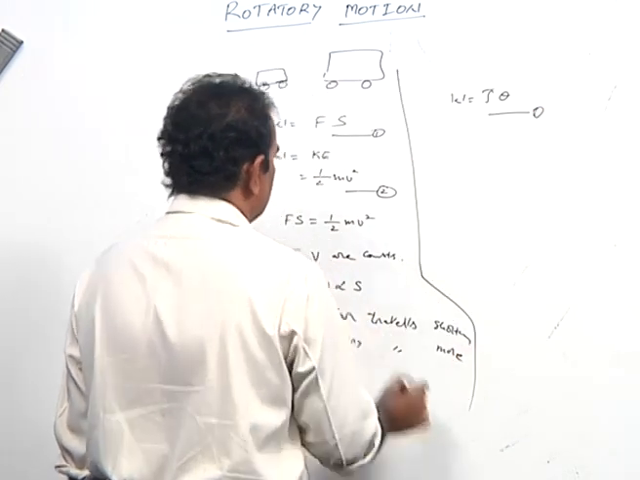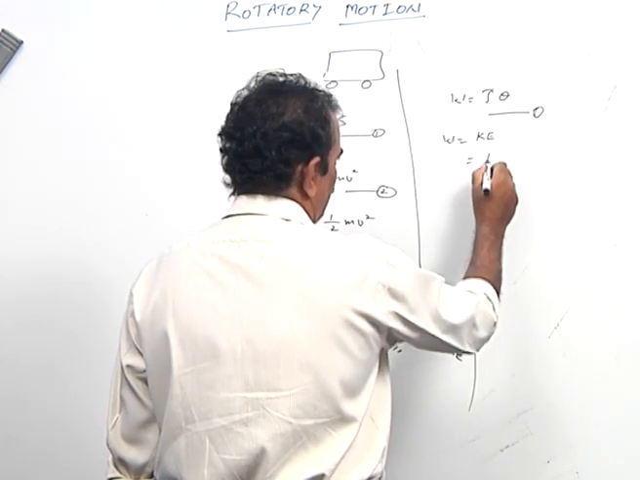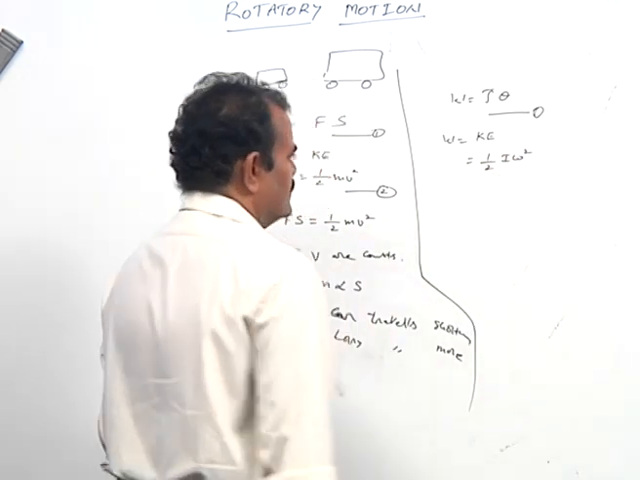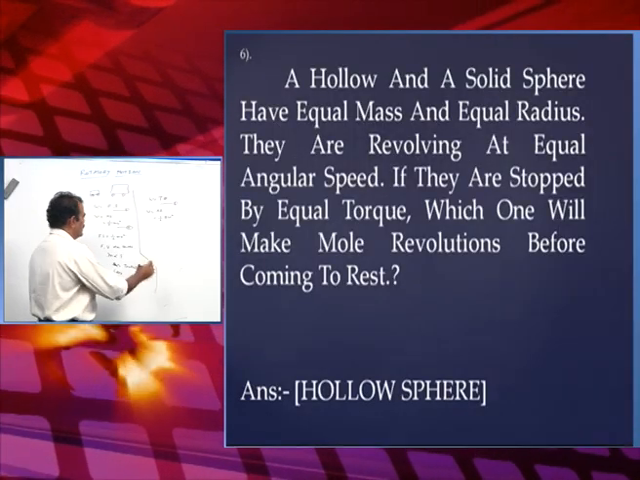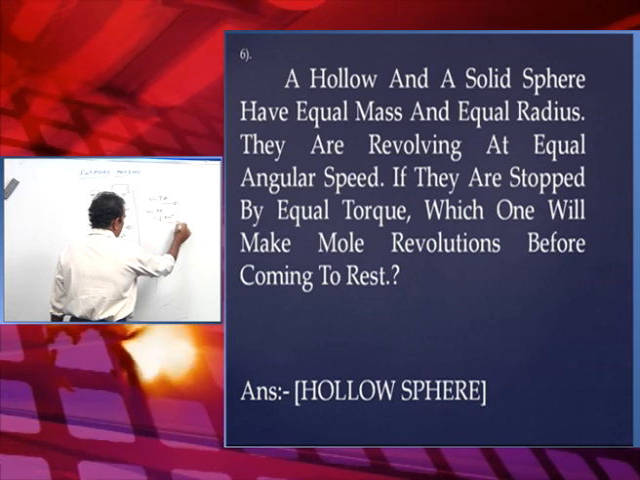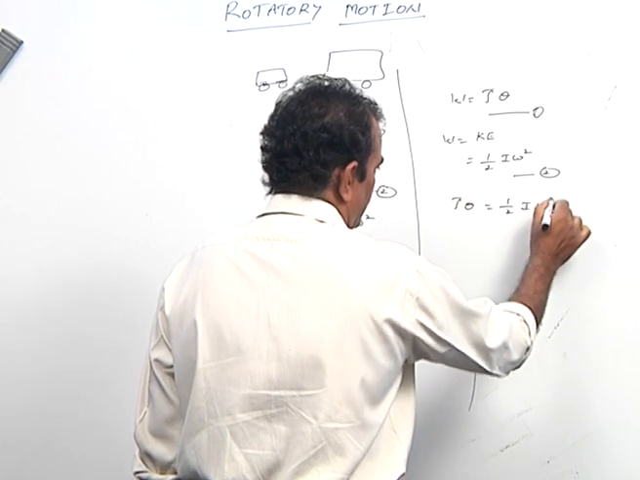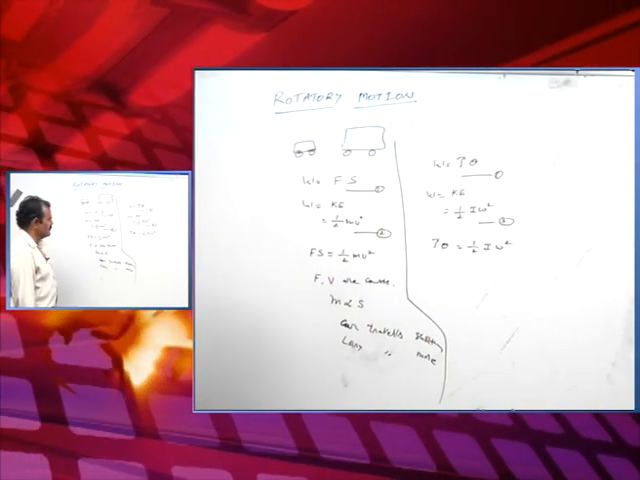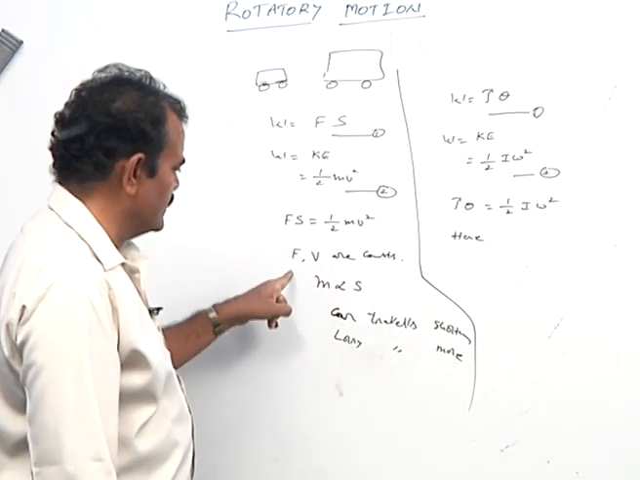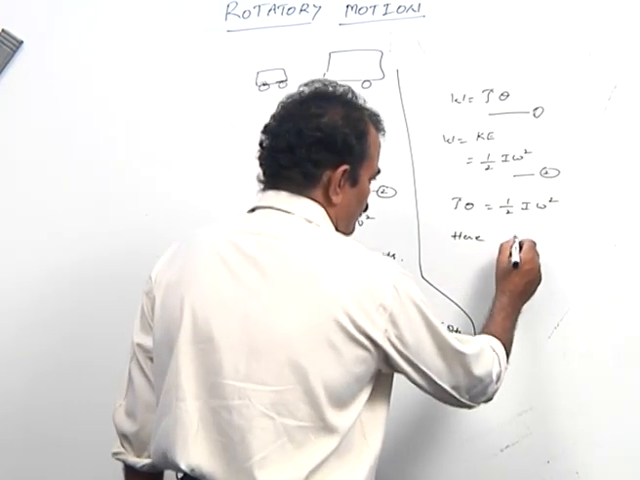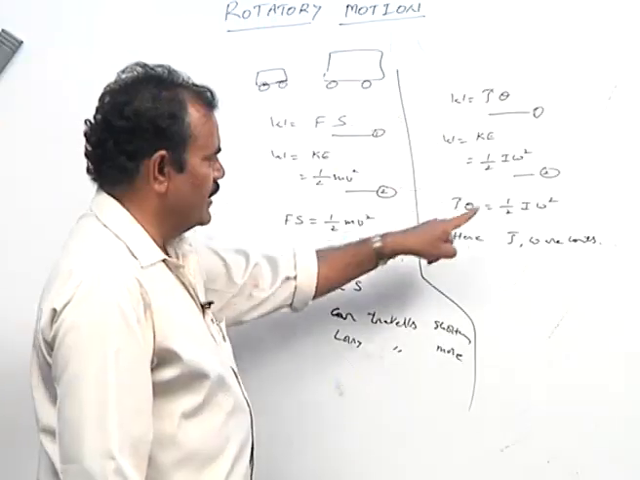Thereafter W is equal to KE, so that is taken as 1 by 2 I omega square. Now here they are stopped by equal torque. So in this case, tau theta is equal to 1 by 2 I omega square. And here what are constants? In that previous case, F and V are constants. Now here tau and omega are constants.